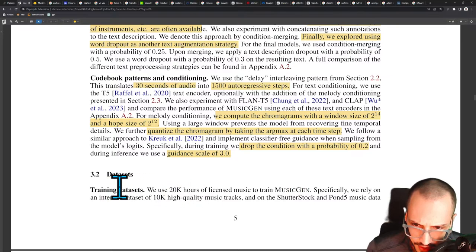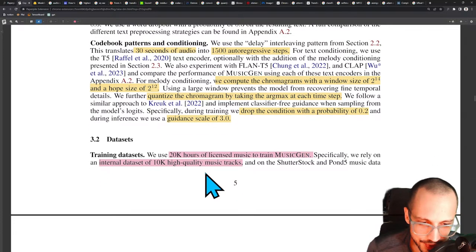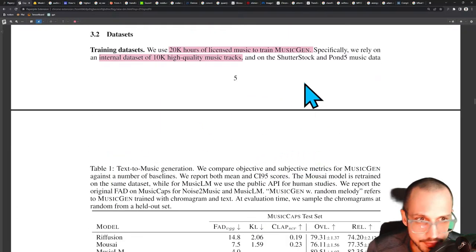parameter. We use 20,000 hours of licensed music to train MusicGen. Specifically, we rely on an internal data set. God damn it, Meta. Why? Every time you read these audio papers, I don't think I've ever seen an audio paper where they're like, here's the data set and you can use it yourself. I feel like every single time it's an internal data set. And on the Shutterstock and Pond5 music data. Okay, so these are some other... I didn't know Shutterstock had music. That's kind of cool.